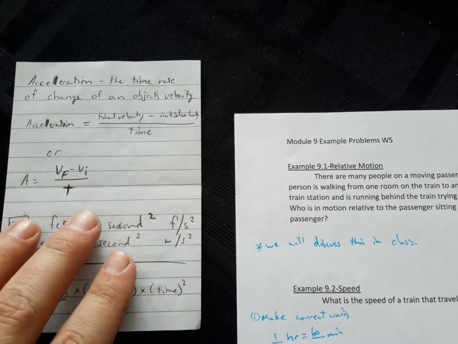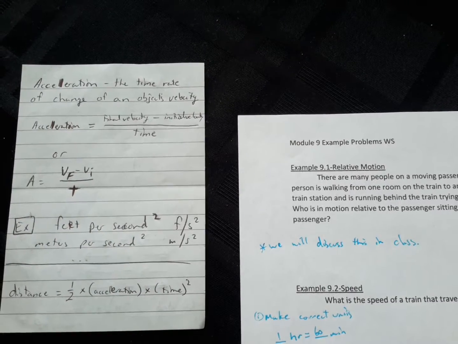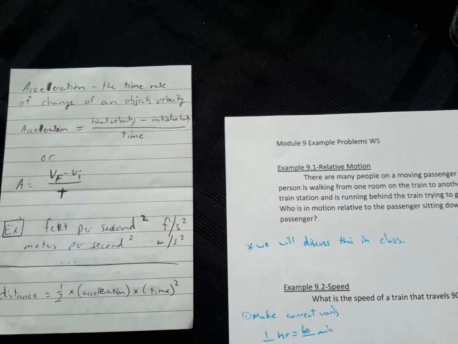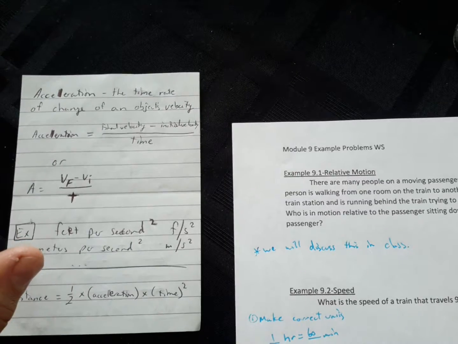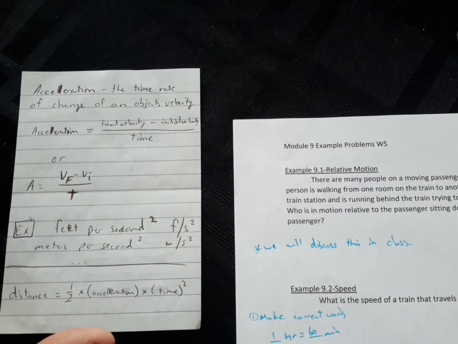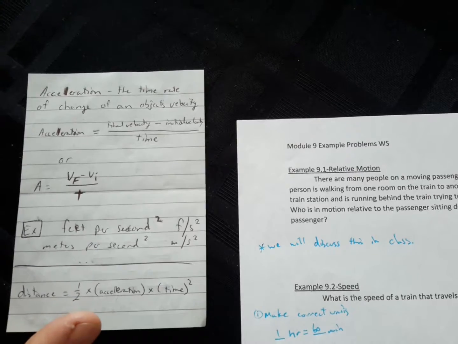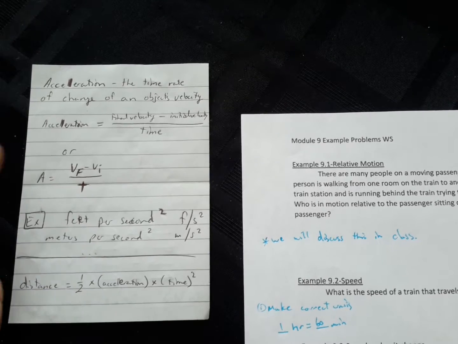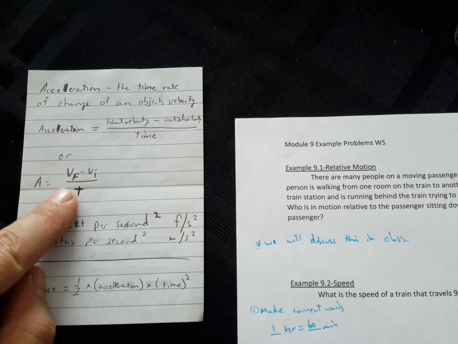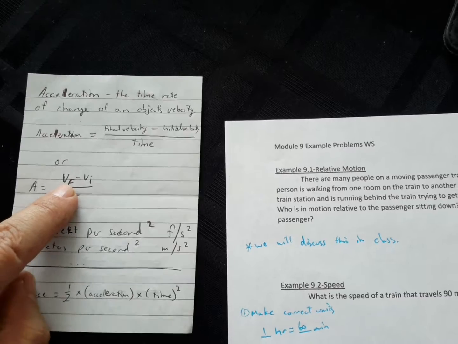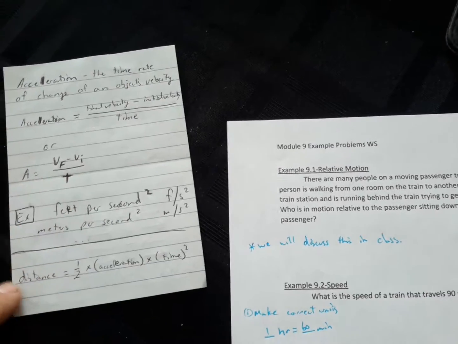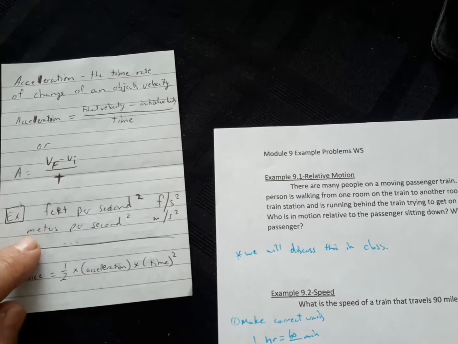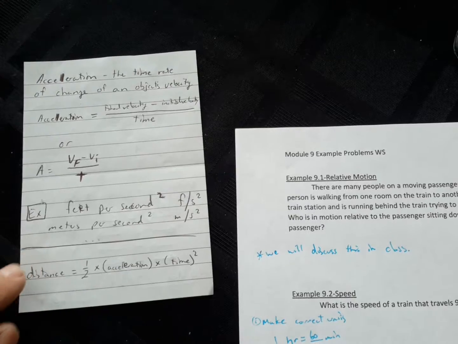Then we have acceleration, which is the rate of change of an object's velocity. The acceleration is equal to the final velocity, or the velocity when it stops, minus the initial velocity, which is the velocity when you actually start the calculations, divided by time. This is how I remember doing it in high school. So the final velocity minus the initial velocity over time is the acceleration. And that's going to be measured in, for example, feet per second squared or meters per second squared.